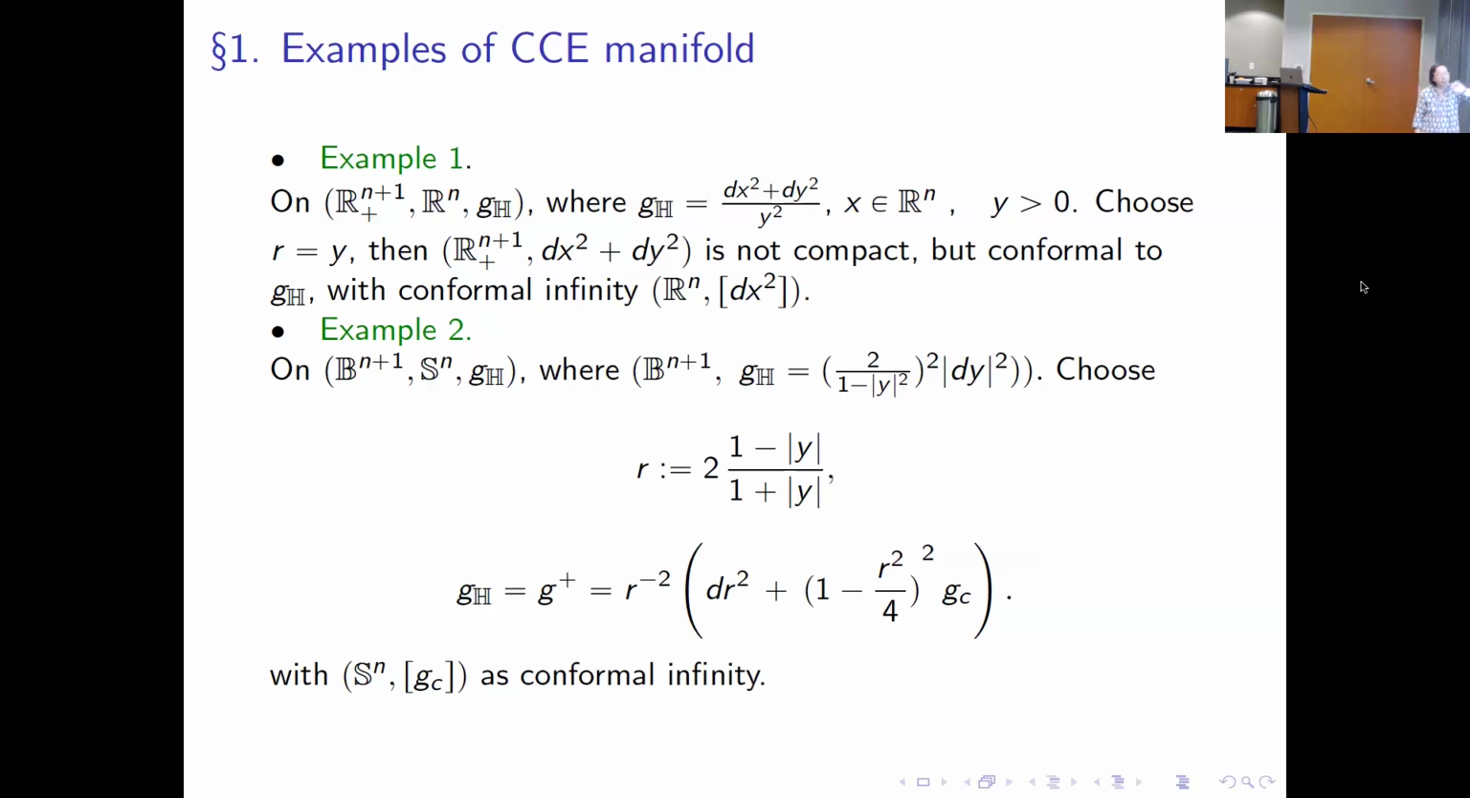So a real example is the hyperbolic ball. There is this ball with hyperbolic metric. In this case, the defining function is (1 minus |y|) over (1 plus |y|). If we multiply by this defining function, then r squared g_+ restricted to the boundary, when r is equal to 0, is the canonical metric on the sphere. So the hyperbolic ball is the conformal filling-in of the sphere.